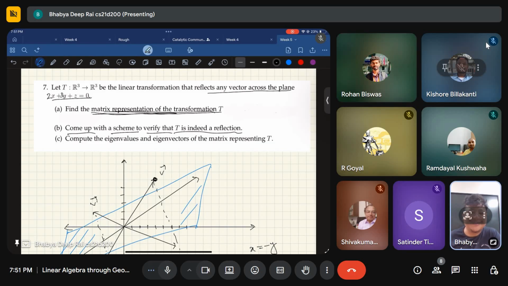Okay. Before that, I would like to ask others also. Sure. Is there any idea that you guys are having to check whether it's a reflection? And mind you, Rohan, I'm just asking whether it's a reflection. I'm not asking whether it's a reflection across x plus y plus z. So I'm relaxing the condition. So others, I'm going to ask. Yeah, Kishore.